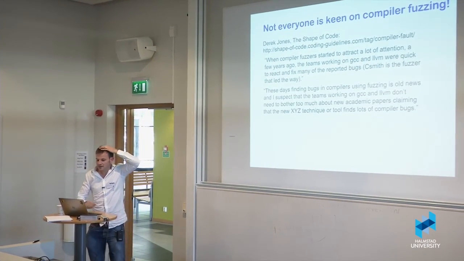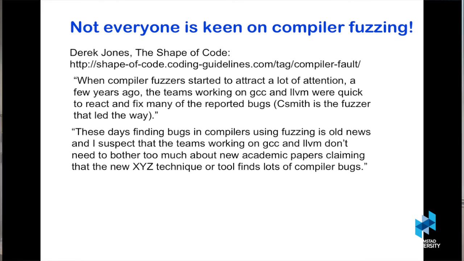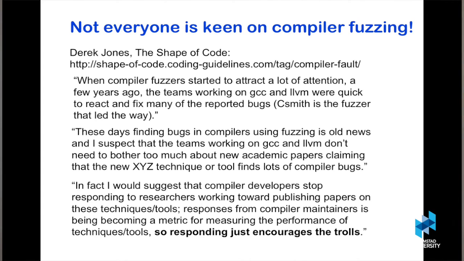He says these days finding bugs in compilers using fuzzing is old news, and I suspect that the teams working on GCC and LLVM don't need to bother too much about new academic papers claiming that the new XYZ technique or tool finds lots of compiler bugs. And he goes on to make a stronger statement, which is, in fact, I would suggest that compiler developers stop responding to researchers working towards publishing papers on these techniques and tools. Responses from compiler maintainers is becoming, his words, not mine, a metric for measuring the performance of techniques and tools. So responding just encourages the trolls. And the emphasis is mine, not his there.